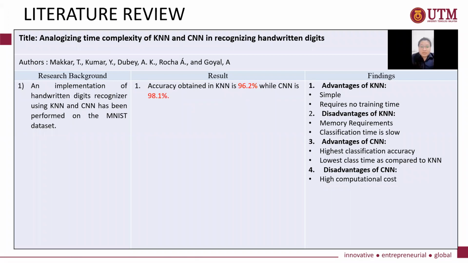Literature review. The title is Analogizing Time Complexity of KNN and CNN in Recognizing Handwritten Digits. From the results, the accuracy of KNN is 96.2%, while CNN is 98.1%. From the findings, I found that the advantages of KNN are that it is simple and no training time is required. The disadvantages of KNN are memory requirements and that the classification time is slow. The advantages of CNN are the highest classification accuracy and the lowest classification time as compared to KNN. And the last is the disadvantage of CNN, high computational costs.